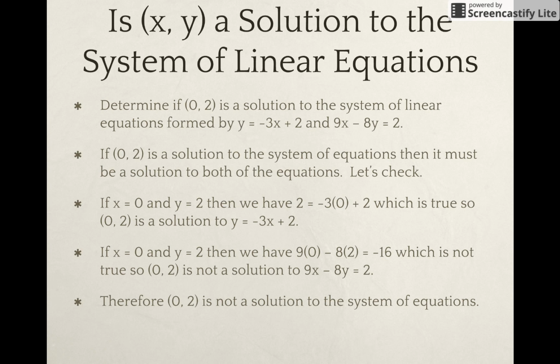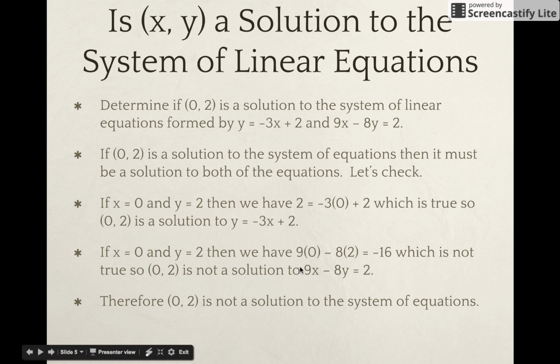Again, if this is a solution, then it should be a solution to both of these equations. When we plug in the ordered pair (0, 2) into the first equation, y equals negative 3x plus 2, we have the following. 2 is equal to negative 3 times 0 plus 2, which is a true statement. We get 2 equals 2. And so this ordered pair is a solution to the first equation. Plugging into the second equation, 0 goes in for x and 2 goes in for y.